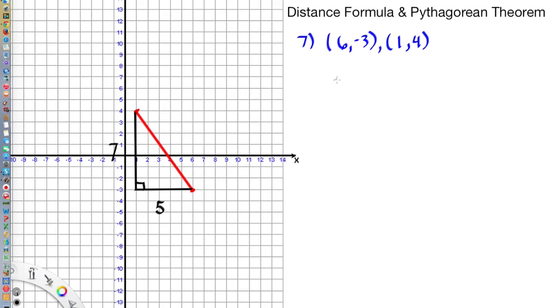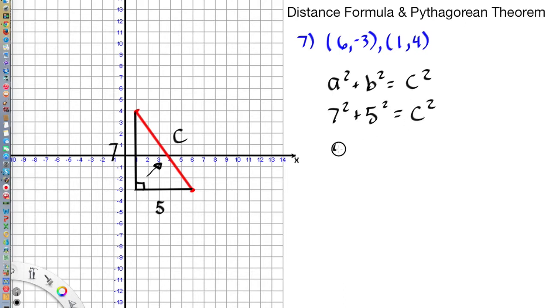And the base, the width of the base, well, we're going from 1 to 6, which the difference would be 5. Okay, so we use a squared plus b squared is equal to c squared, this being side C, the hypotenuse, which is always across from a right angle. A would be 7, b would be 5, and c is still unknown. 7 times 7 is 49. 5 times 5 is 25, which is equal to c squared.